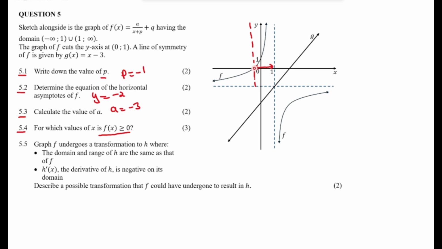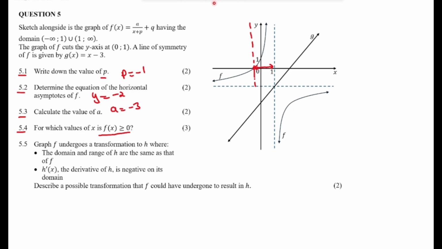And then between this x-intercept and this asymptote, where x is equal to 1, that's where the graph is above the x-axis. But remember, the graph will never touch the asymptote, meaning that x is equal to 1 may not be included.